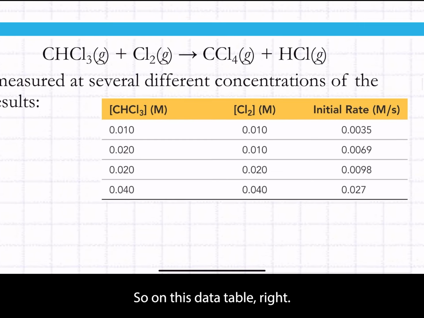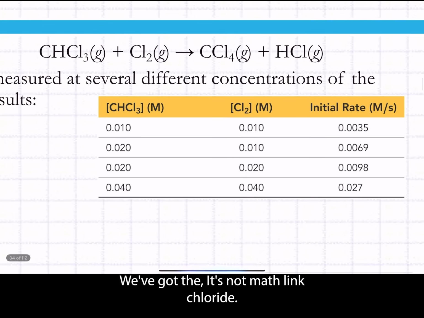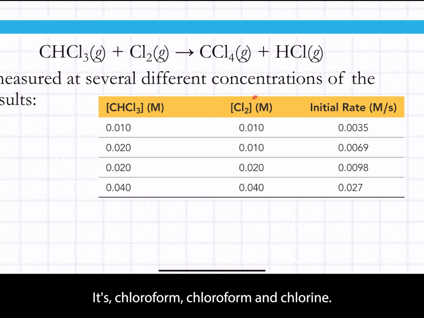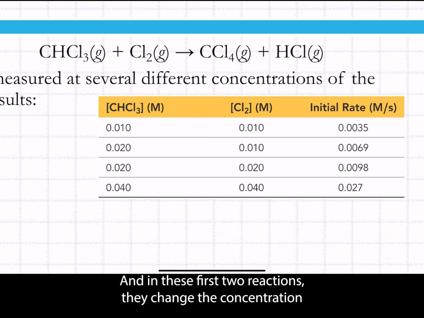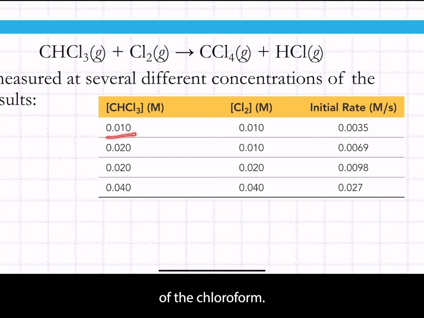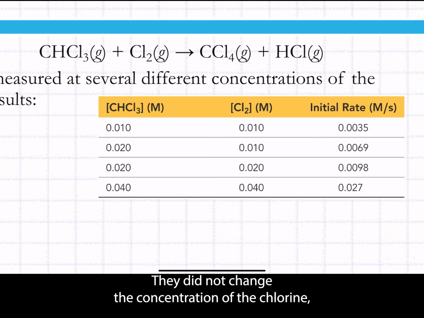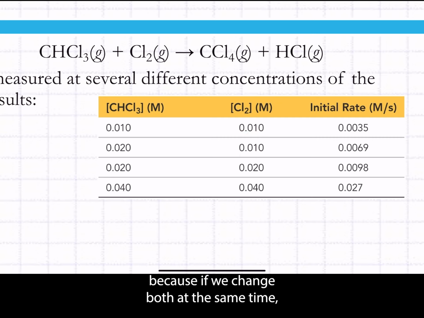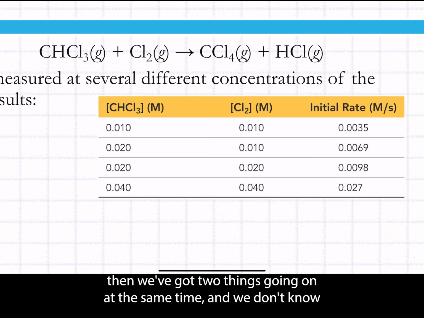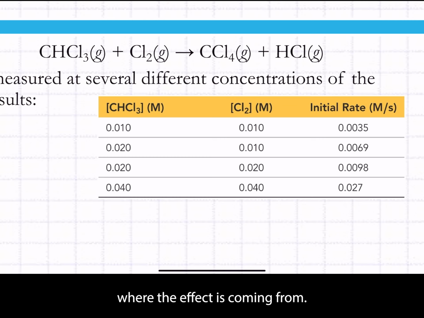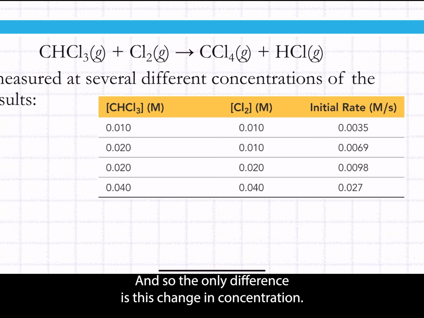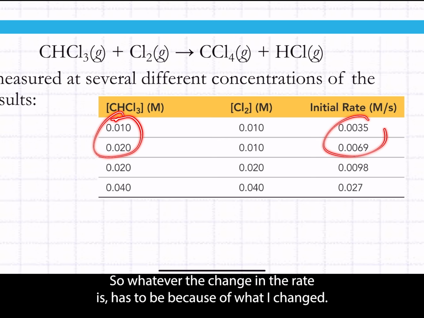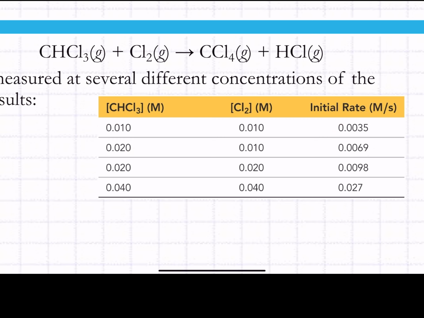So on this data table, we've got, it's not methylene chloride, it's chloroform and chlorine. In these first two reactions, they changed the concentration of the chloroform. They did not change the concentration of the chlorine. Because if we change both at the same time, then we've got two things going on at the same time, and we don't know where the effect is coming from. But by changing just one, I know the only difference is this changing concentration. So whatever the change in the rate is has to be because of what I changed, at least in theory.